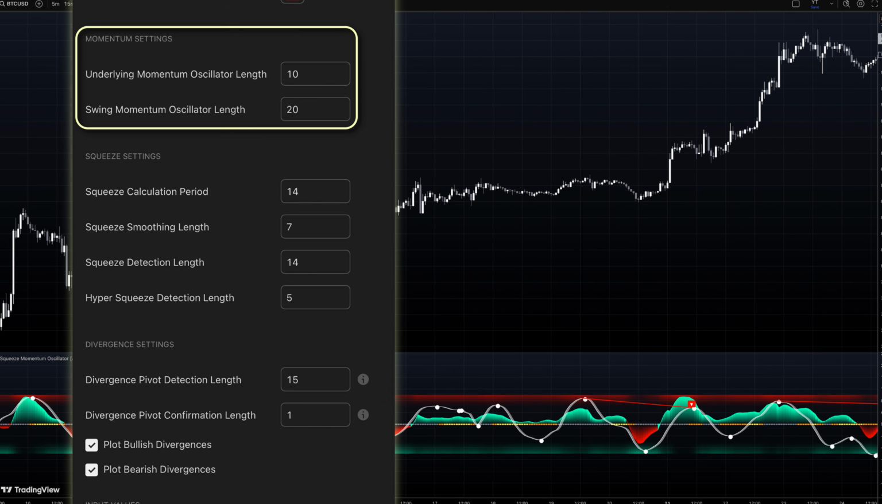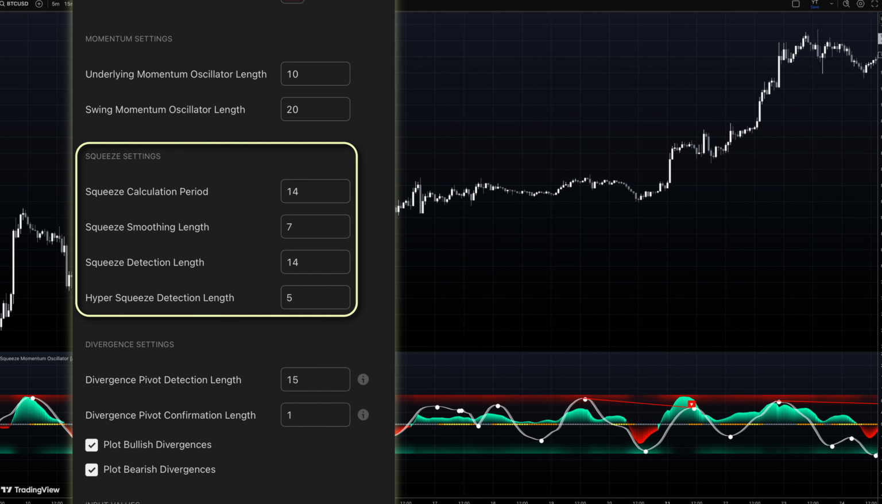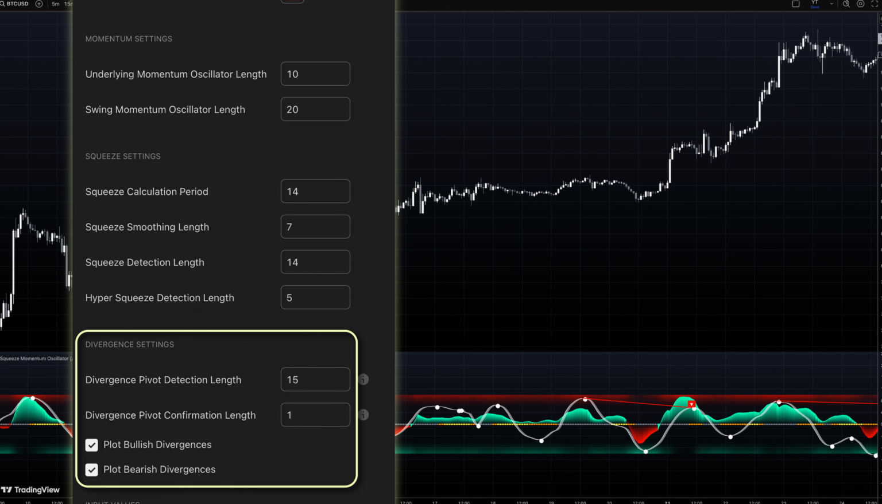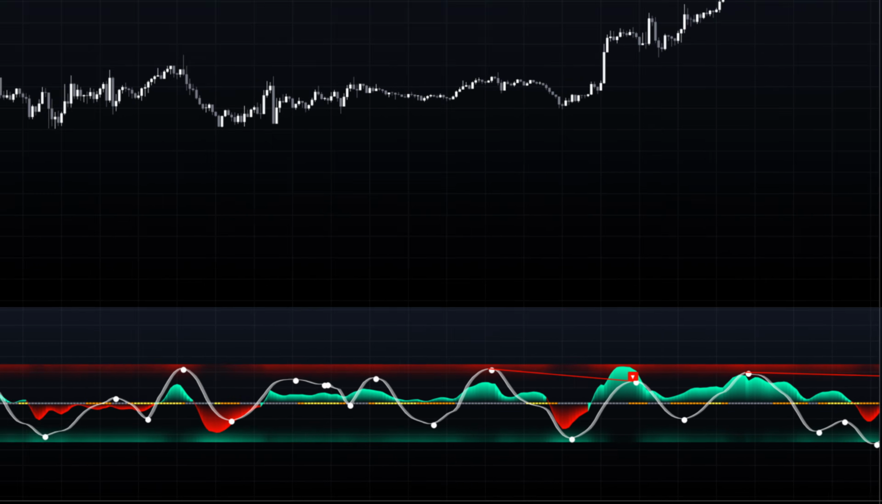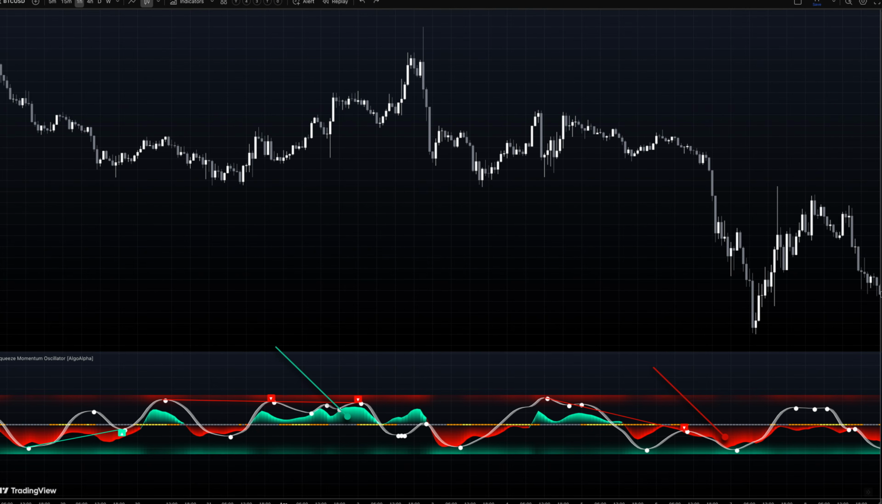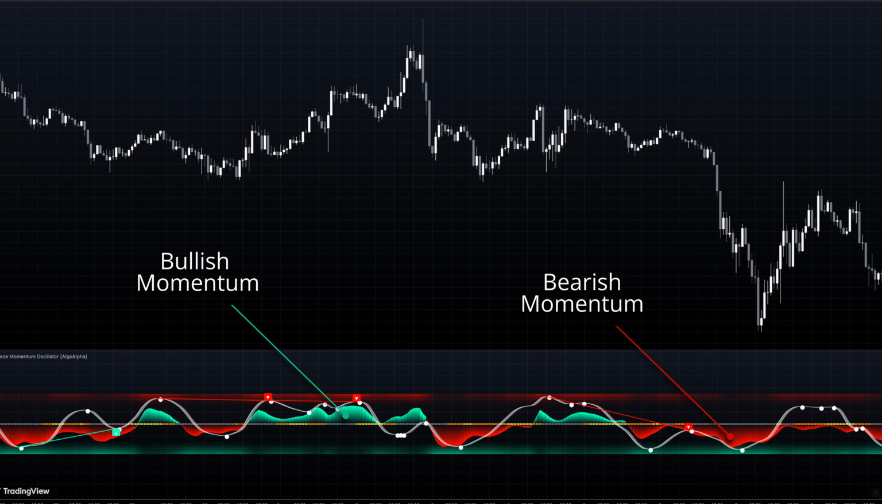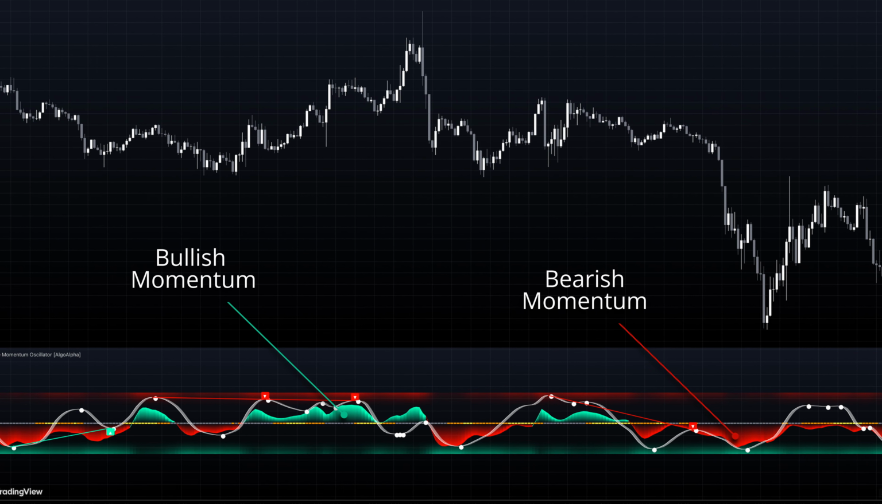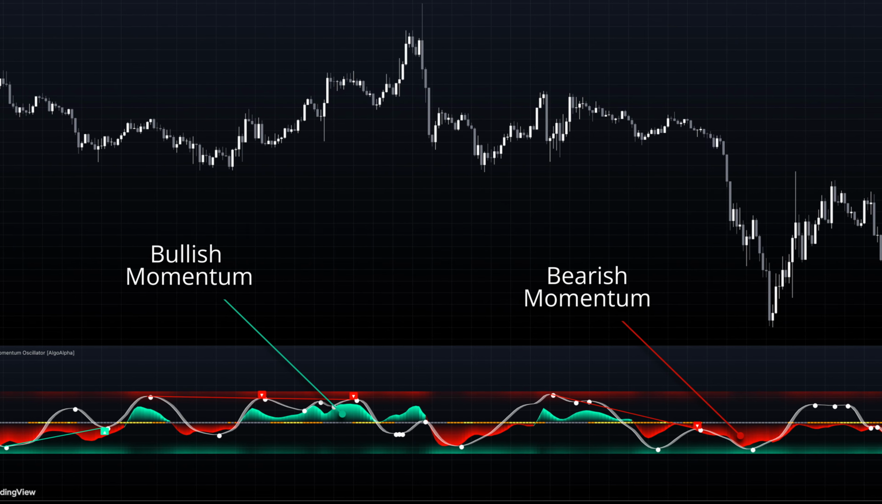The indicator features customizable settings for momentum calculation lengths, squeeze detection parameters, and divergence identification. It visually distinguishes between normal squeezes, gray-orange columns, and hyper squeezes, yellow columns, with the latter indicating rapidly increasing compression. The momentum component uses green and red coloring to show bullish and bearish momentum, with intensity varying based on strength.